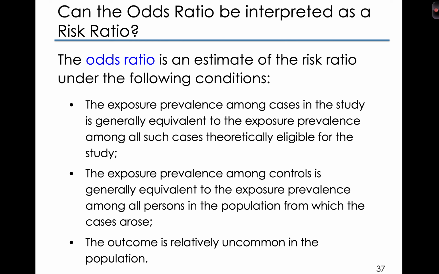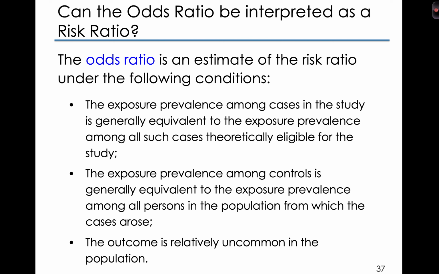So just some of those things we were looking at in numbers. Two other things about whether the odds ratio can be used to represent the risk ratio. The first bullet is that the exposure prevalence among cases in the study is generally equivalent to the exposure prevalence among all such cases theoretically eligible for the study, or all cases in your theoretical cohort.